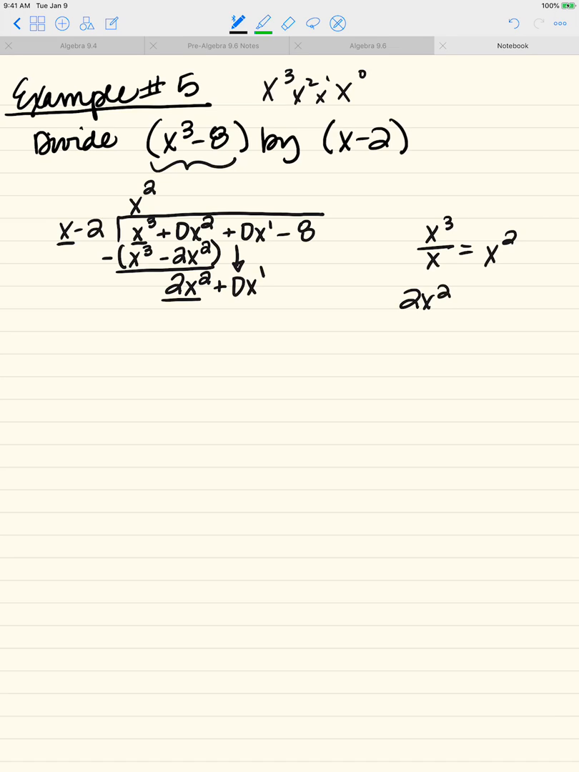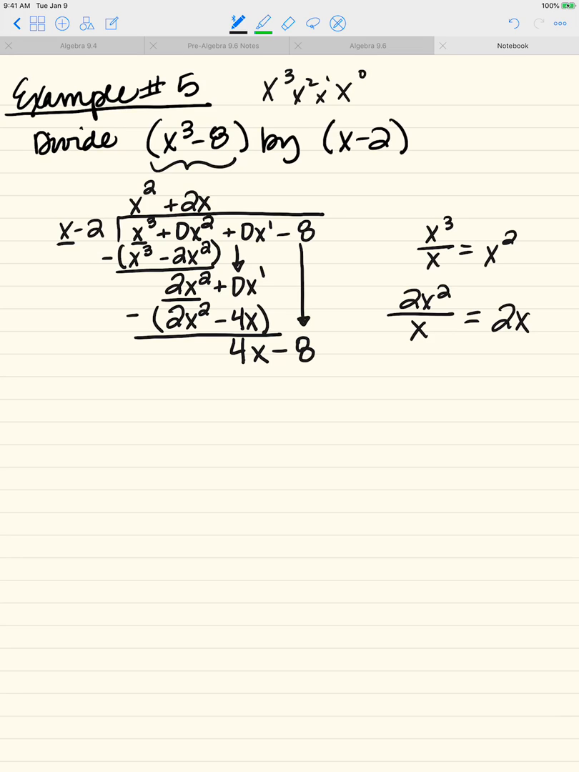2x squared divided by x is 2x. Take that 2x, multiply it by x minus 2. 2x times x is 2x squared. 2x times negative 2 is negative 4x. We are subtracting all of that. 2x squared minus 2x squared goes away. 0x to the 1, or 0x, minus a minus 4x, okay? So that gives us a positive 4x. Bring down your minus 8.